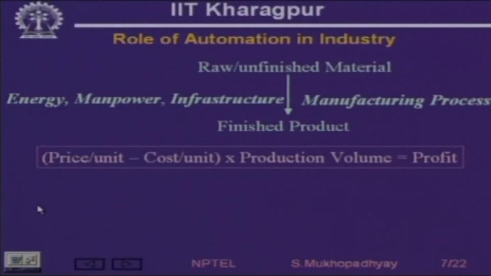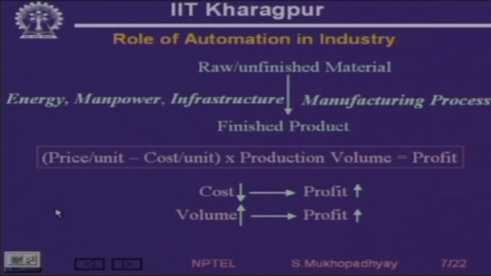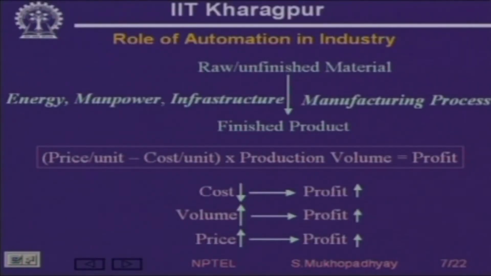For example, if you can bring down cost, your profit will increase, right. Similarly, if you can increase the production volume, assuming that the market is large enough so that you can sell them, then also your profit will increase. And at the same time, if you can sell a given product at a higher price, then also your profit will increase. So, now let us see how automation can bring down cost, can increase production volume, and sometimes can increase price.